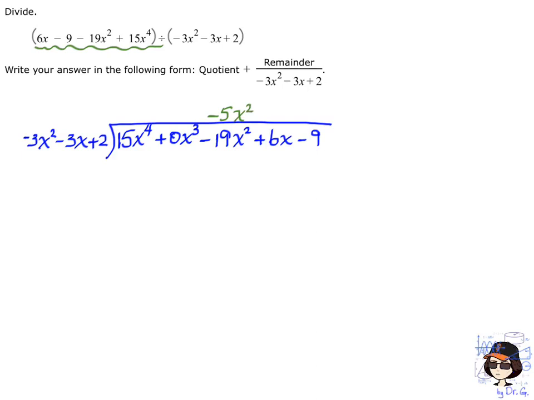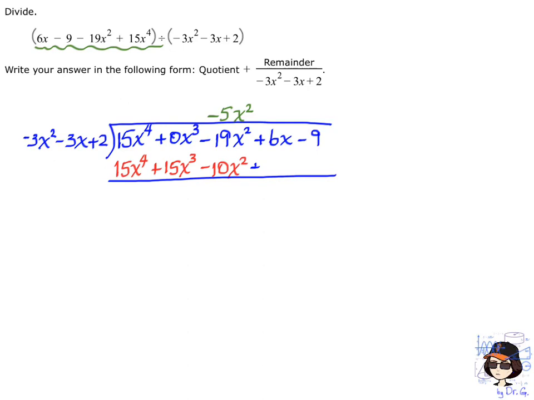Now I do the multiplication. Negative 5x squared times negative 3x squared is positive 15x to the fourth. Negative 5x squared times negative 3x is positive 15x to the third. Negative 5x squared times positive 2 is negative 10x squared.